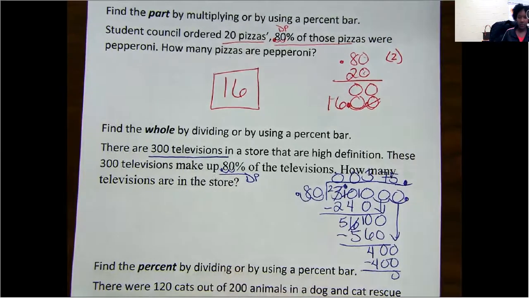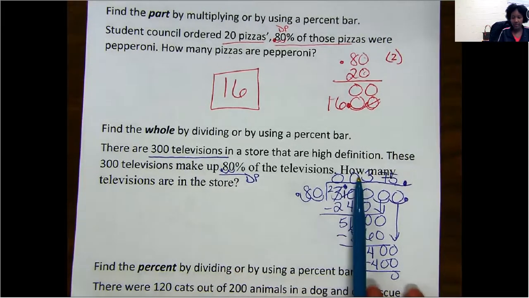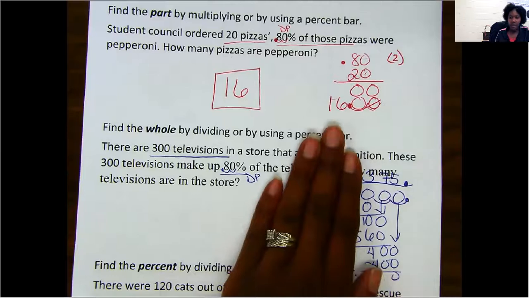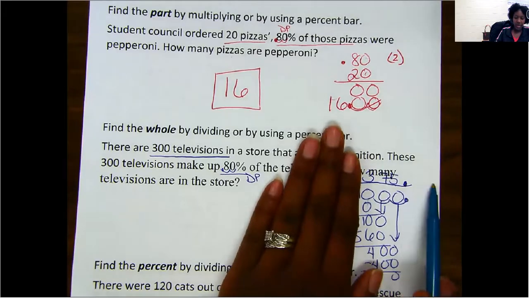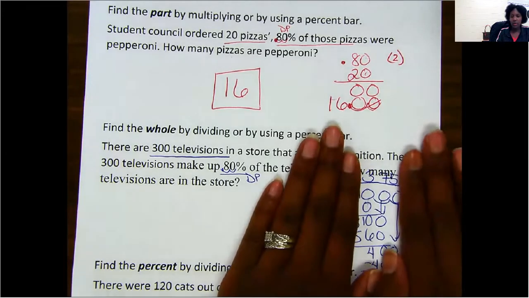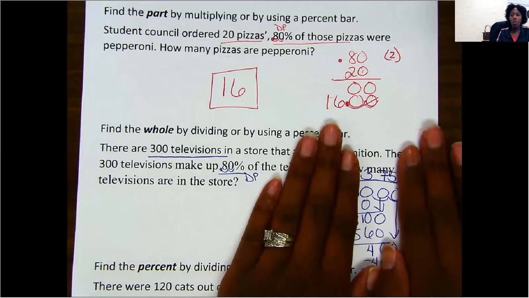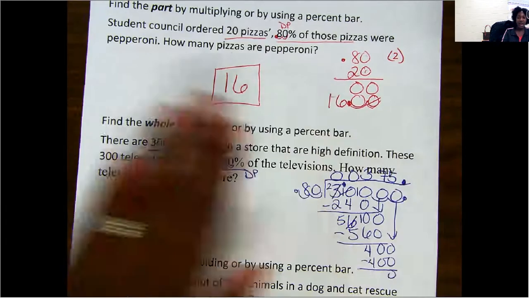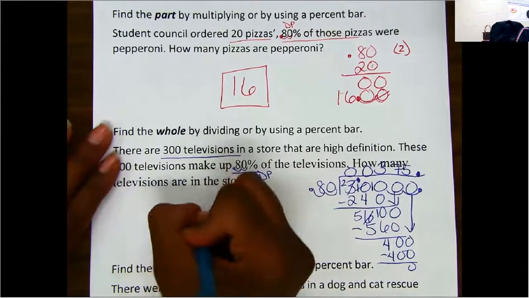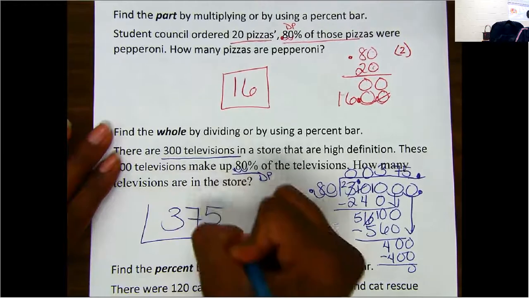Okay, so I have 2 zeros in the front. I can actually drop those off. I have my decimal right here, but nothing's behind it, so I can also drop that off. So my total, or my whole, is 375. So 375 televisions, okay?